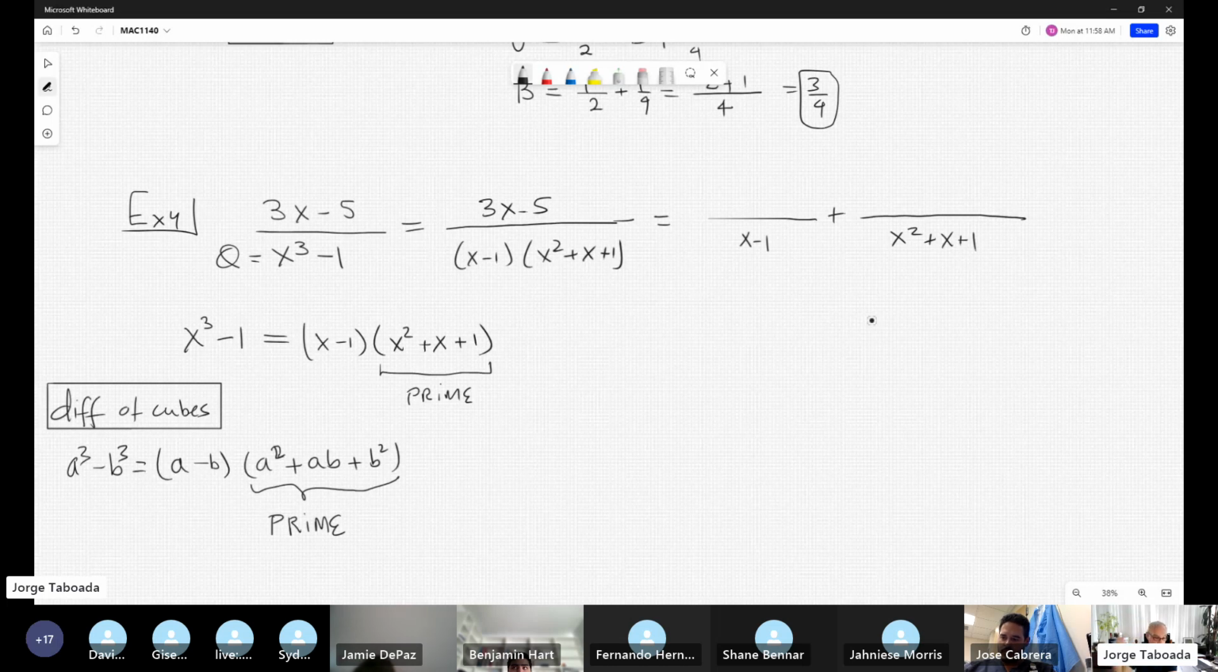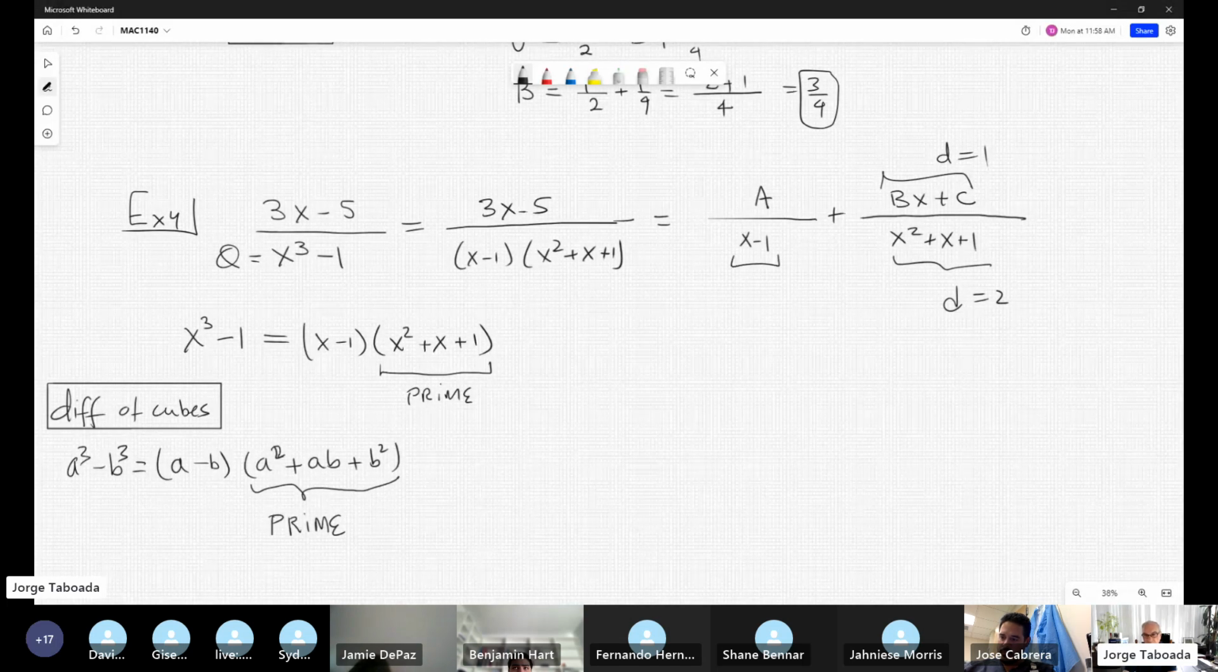But what is the detail? The detail is that the factor here is A. However, this factor is not A, it's bx plus c. The reason is clear. See, the degree of that part is 2. The degree of that part should be 1. Because the degree here is 1, the degree of this is 0, because A is just a number.